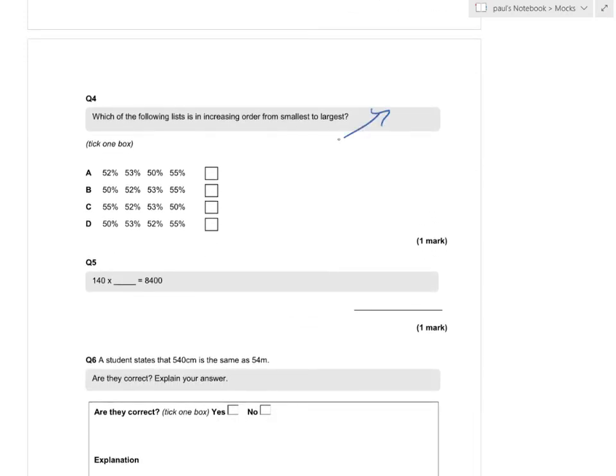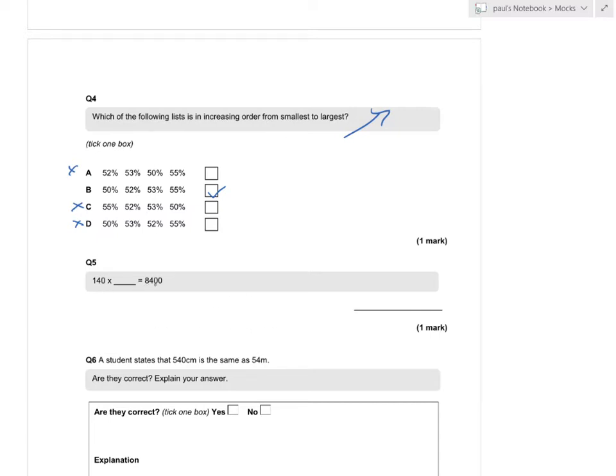Increasing order from smallest to largest. So 52, 53, 50, nope. 50, 52, 53, 55, that looks good. 55, nope. 50, 53, nope. So even though you find one, go through the rest just in case you make a mistake.